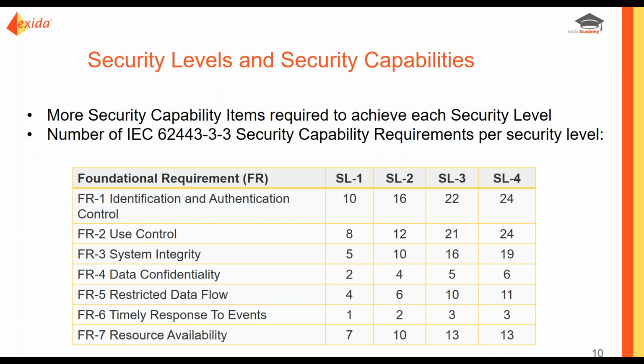So security levels and capabilities. The whole thought with this is that the 62443 defines what they call foundational requirements, and they've got the 7 categories, if you will, listed here. Things that should be familiar to anyone that's been in and around cybersecurity over the last few years. Identification, authentication, user control, integrity, confidentiality, and so forth. So thought here, organization of requirements as a foundation.